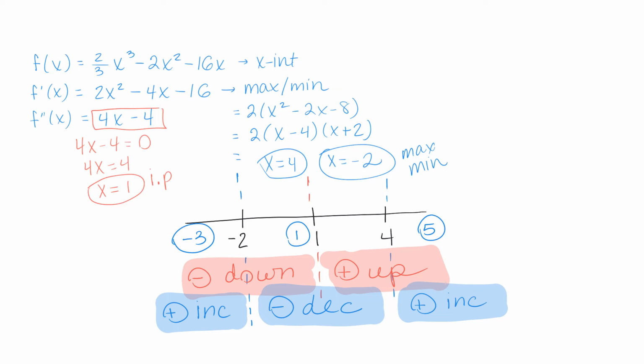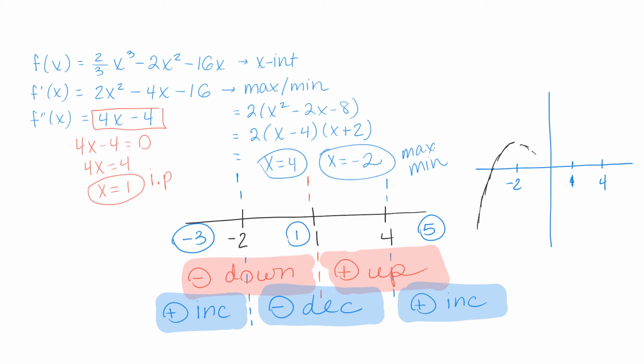So if we want to graph this thing, what's it going to look like? We're going to be increasing to -2. Let's find -2 on our graph, 1 on our graph, 1 and 4. So we're going to be increasing and concave down all the way to -2 in some way, shape, or form. Then I need to stay concave down but start decreasing until 1.